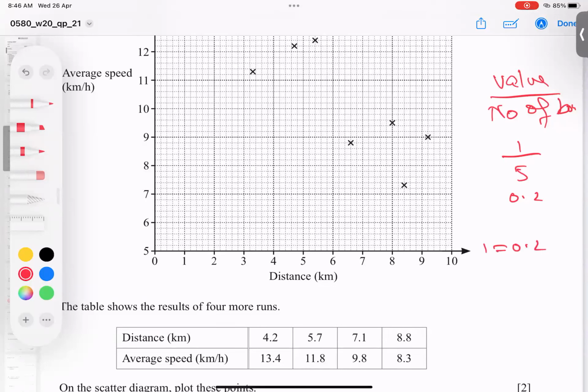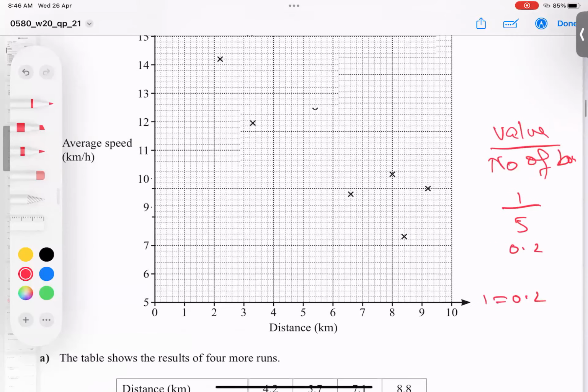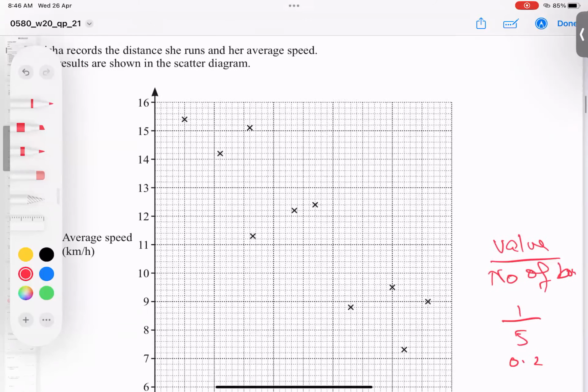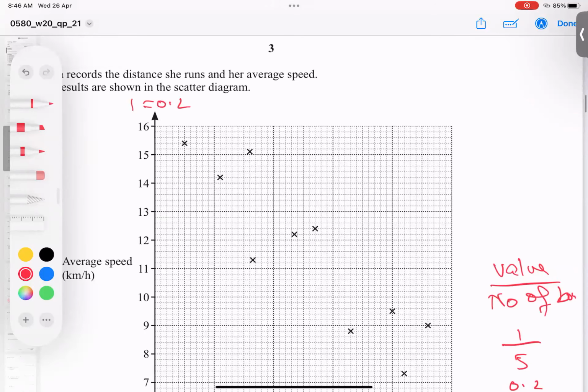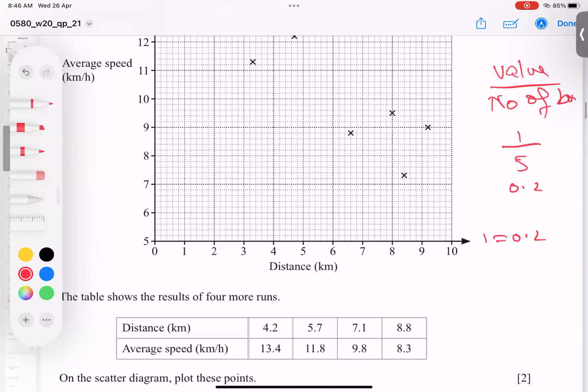So let's see now, and what about the y-axis? Same story. 6 minus 5 becomes 1, and divide by 5 boxes again. It means along the y-axis, same story. So I'm writing here, both axes: luckily, 1 box is 0.2. So let's keep plotting.